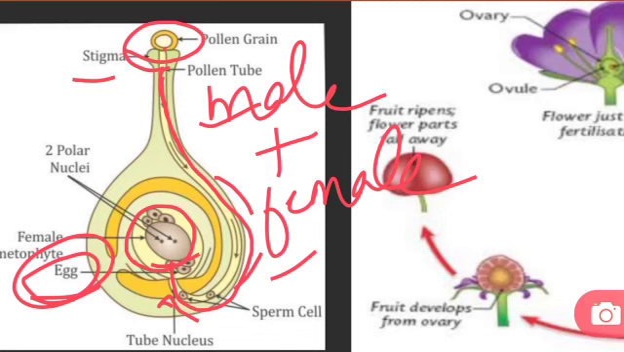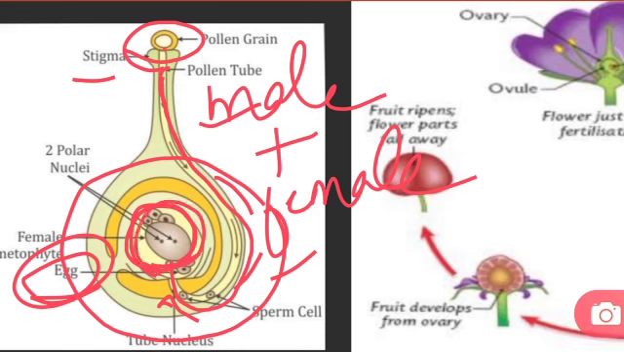Okay, now what happens? Now this ovary will transform into fruit and the ovule will transform into seed. Take for example, in a mango, the outer fleshy part is the ovary. Okay, the ovary has turned into the fruit and the inner seed, that is the ovule, means the ovule has turned into seed.